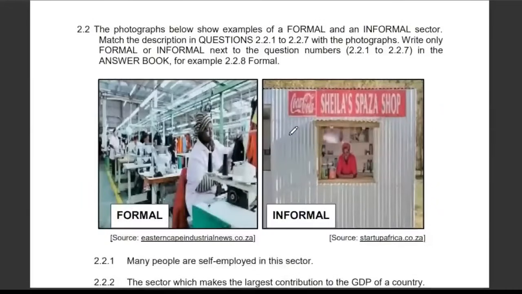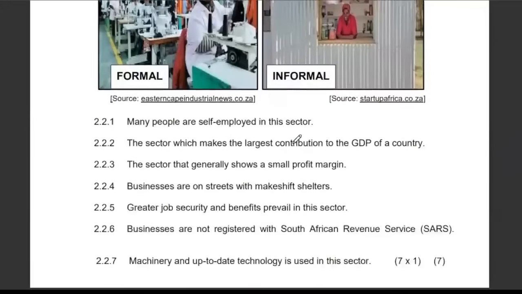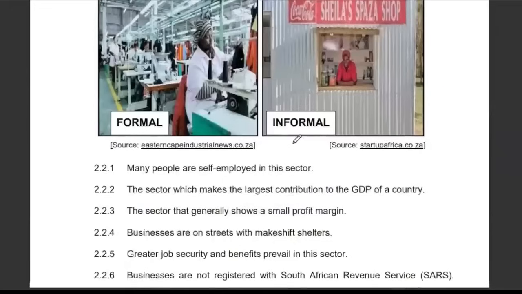2.2 is giving us examples of formal and informal sectors. Right, what you call the formal sector, those are registered businesses which pay tax to the tax authority, which is the South African Revenue Service. And the informal sector, we are looking at unregistered businesses, and those businesses do not contribute tax revenue to the tax authority. So we are supposed to answer our questions based on formal or informal. Many people are self-employed in this sector. People who are self-employed are in the informal sector. You do your own trading business, you are in the informal sector.